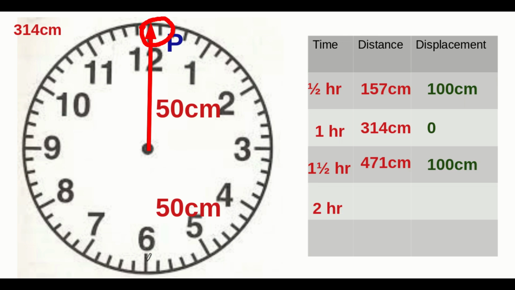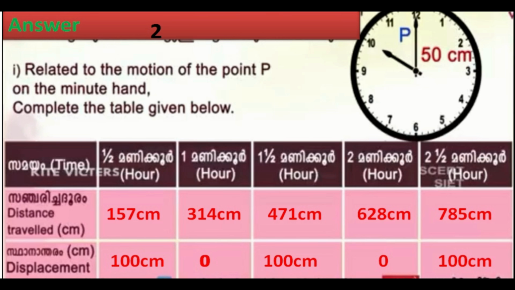After another 2 hours, the same process continues. Like this will be the values. Whenever the needle comes to this position, the displacement will be 0. Whenever the needle comes here, the displacement will be 100 centimeter. That's all. Have a nice day. This is the answer.